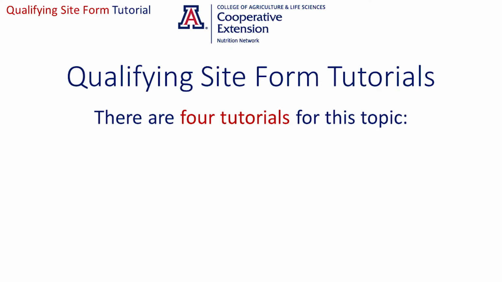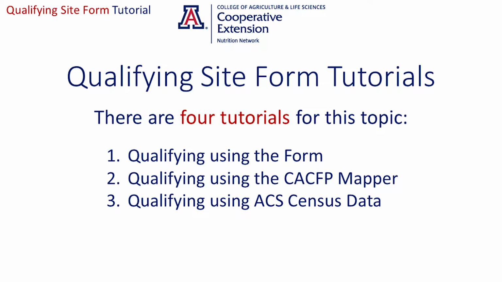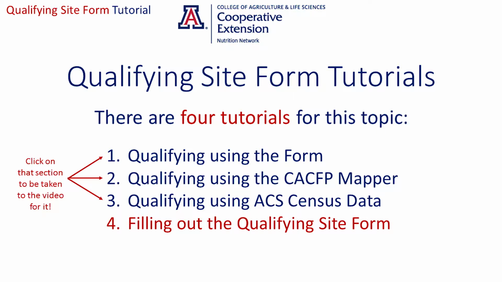Welcome to the tutorials for the University of Arizona qualifying site process. There are 4 tutorials to cover this topic: qualifying using the form, qualifying using the CACFP mapper, qualifying using ACS census data, and filling out the qualifying site form. This tutorial will be focused on filling out the form. If you need to watch a separate section, click on that section to be taken to the video for it.